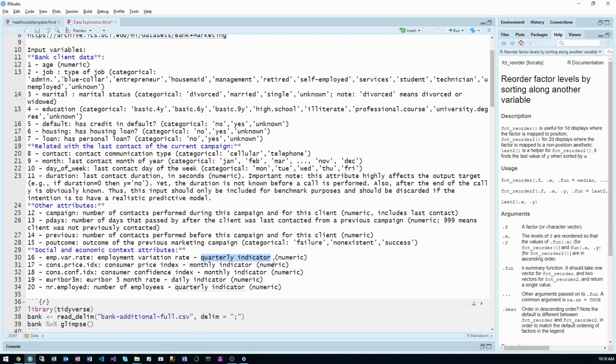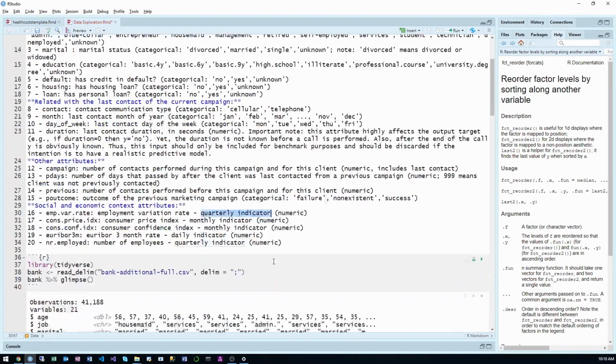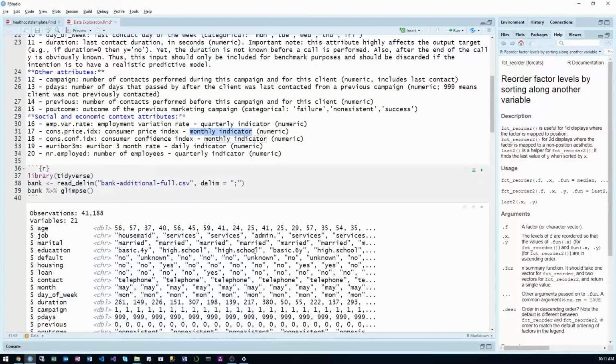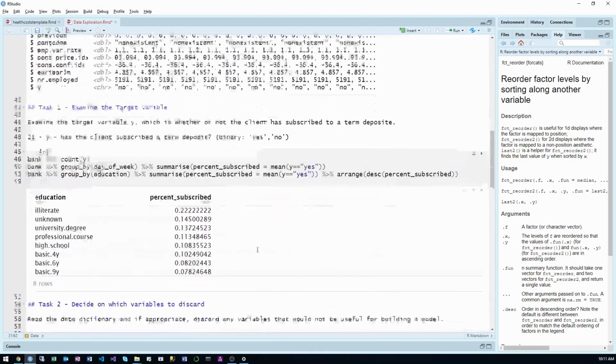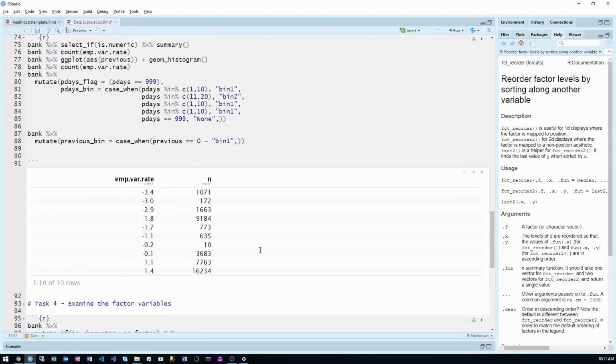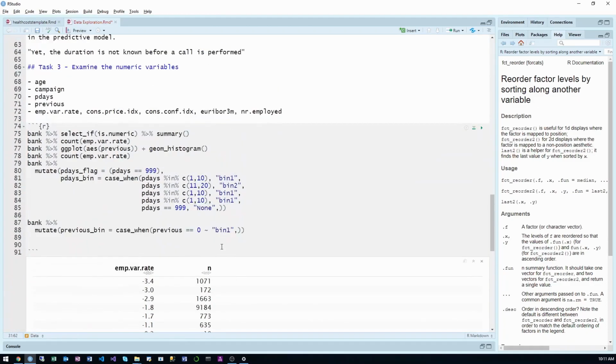And so that means that it doesn't have very many unique values because it's only at the quarterly level. The same with the consumer price index; it's at the monthly level. So it doesn't vary by record. It varies by the month that the record was collected, which is okay. It just means that it will not have as much information as it will not vary at the individual level.